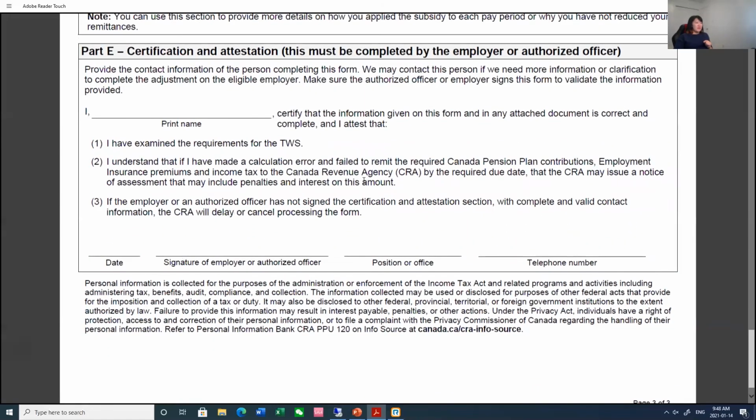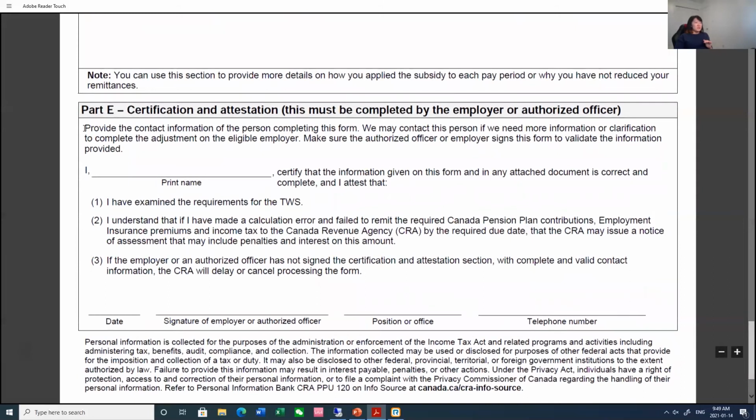Then, coming to the last portion of this form, this portion must be completed by the employer or authorized officer of the employer. You have to verify that all the information is correct, and attest that you understand all the requirements for the temporary wage subsidy, and that you understand there will be penalties and interest if you fail to remit your CPP, EI, and income tax to Canada Revenue Agency.